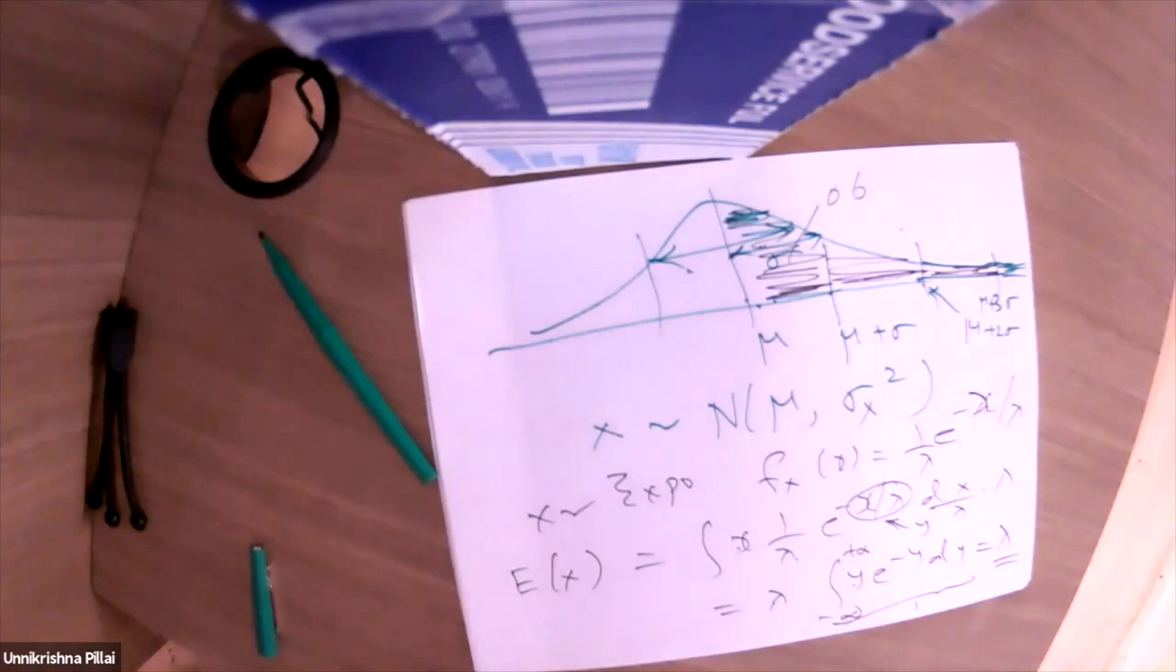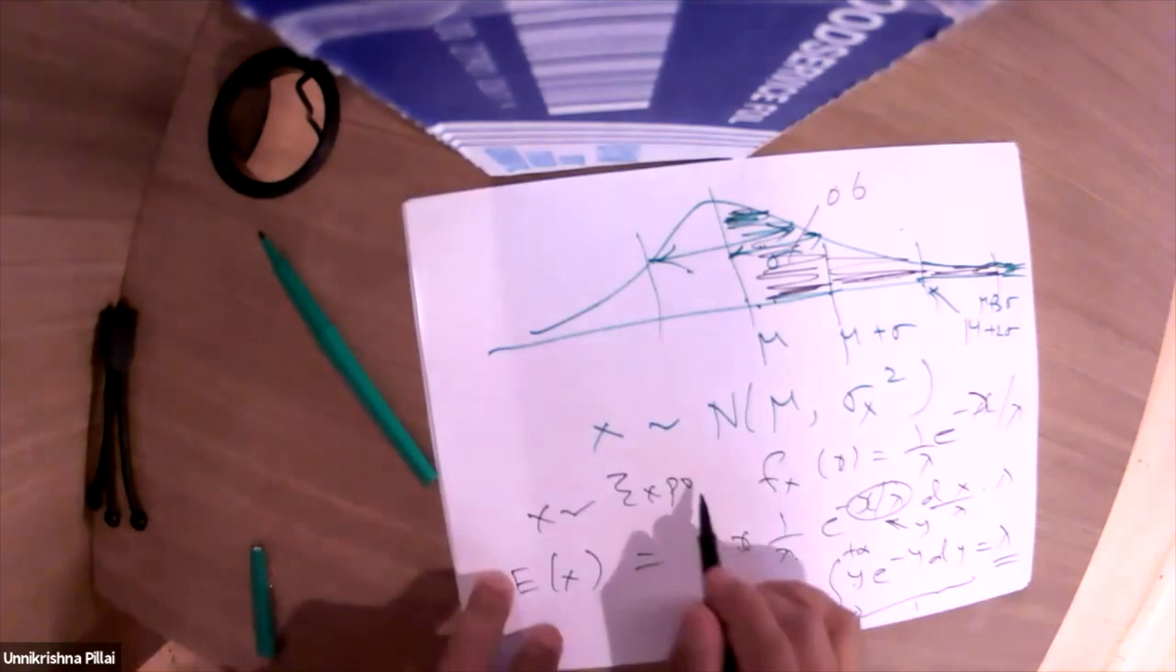So you should go home and do all this. If you have a density function, try to find its mean and variance. So I'm going to leave you this as an example.